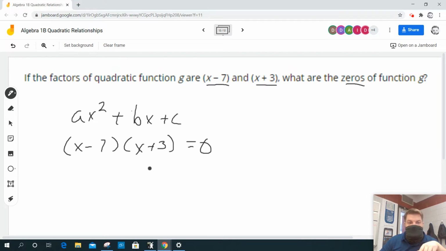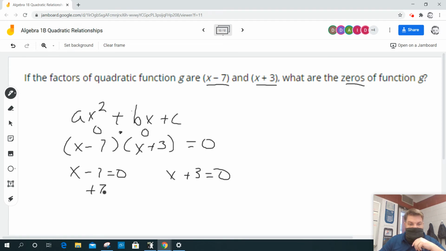So now to find the zeros, one way to guarantee that I get 0 is I have to say that this is equal to 0 and this is equal to 0, because 0 times 0 gives me 0, right? That's my 0. So in other words, what I'm saying is I have to set each factor equal to 0 to find the 0. So I got x minus 7 equals 0, and x plus 3 equals 0.